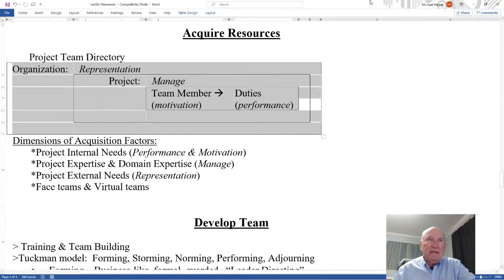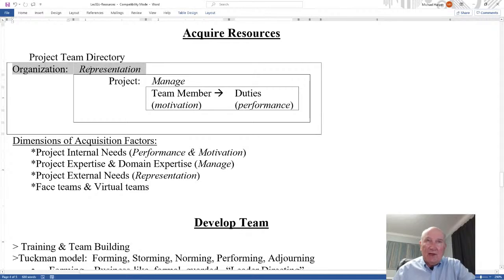Now, this representation could be, and very likely is, the project manager, but the project manager should have other people at that level with him or her. Other people at that level have different perspectives on the direction of a project within an organization.